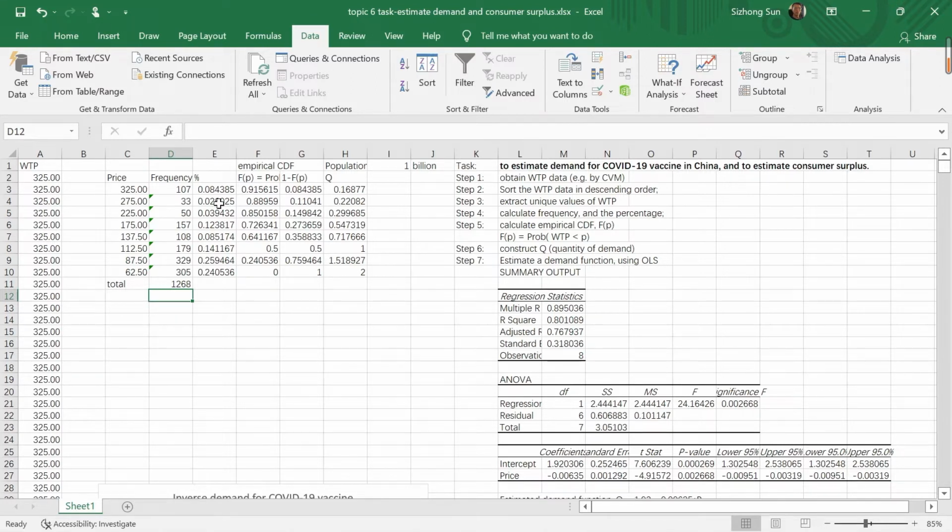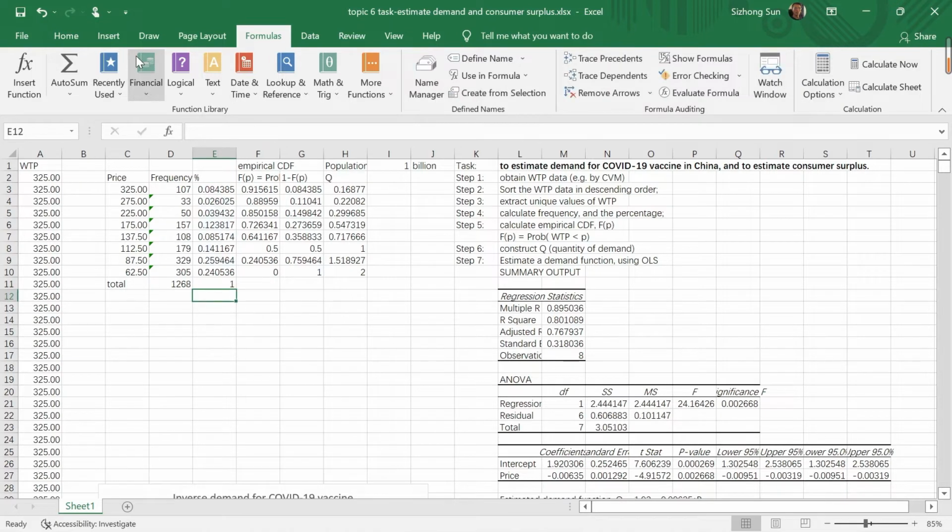interviewees, and let's calculate the percentage. Okay, so the interviewees who are willing to pay 325 yuan for the COVID-19 vaccine account for roughly 8.4% of the total number of interviewed persons. And this should sum up to 1. Okay, so that's step 4.